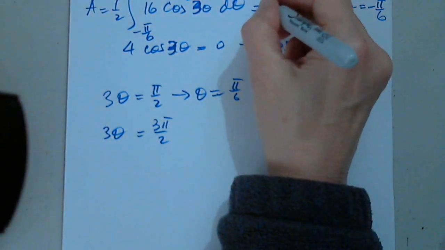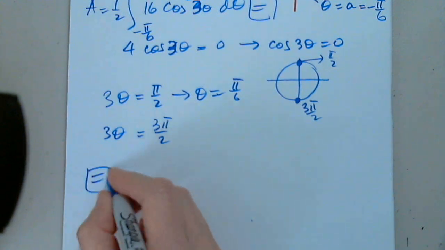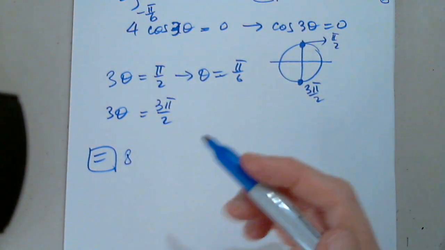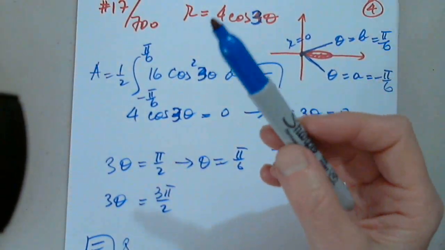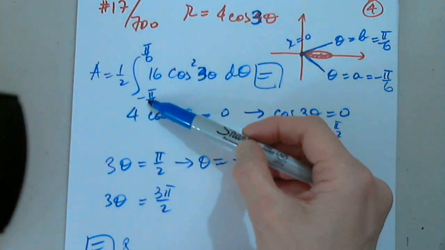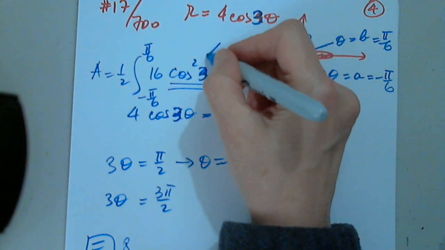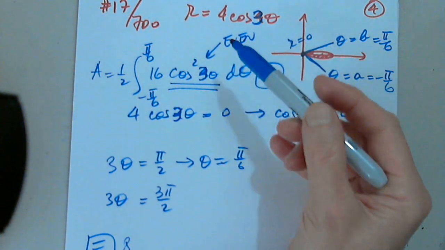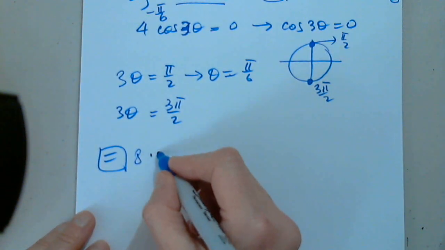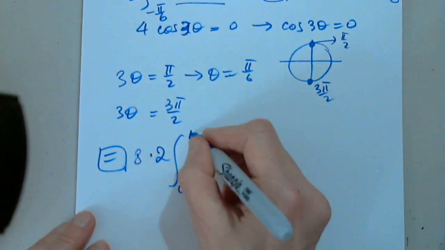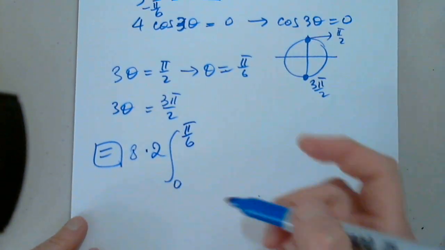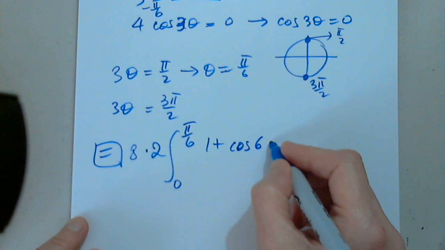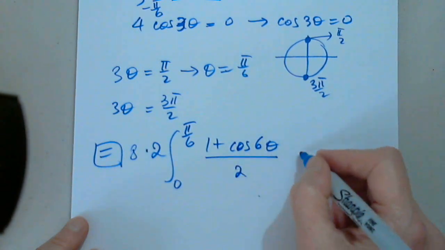Okay, so then I'm going to jump over all this with a square. And I have 16 divided by 2, which is 8 in front. Also remember the symmetric interval, and this is an even function. Symmetric interval and even function reduces to twice the integral from 0 to pi over 6, which is easier to calculate, of cosine squared, which we know is 1 plus cosine 6 theta divided by 2 d theta.